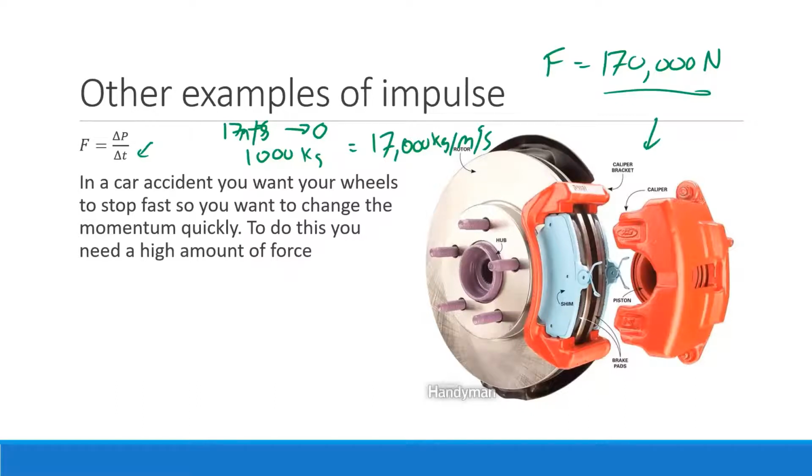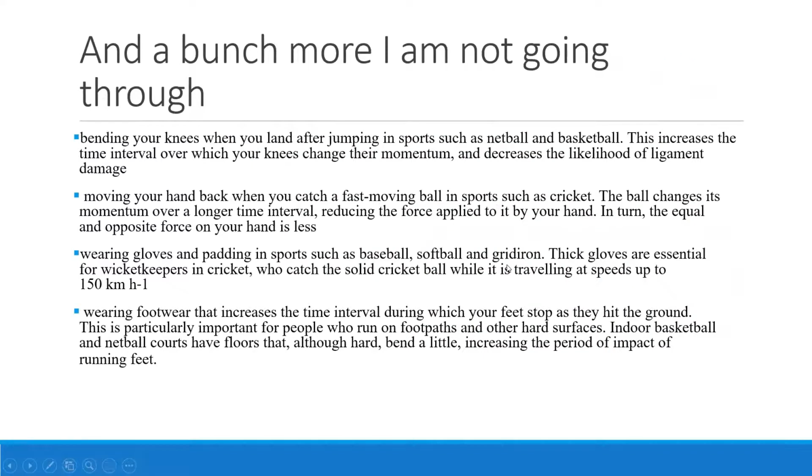I do want to point out, in your textbook, there are a bunch of other examples that I'm not going to go through. They talk about your legs bending as kind of like crumple zones for your body. If you bend your legs, then you're less likely to tear things. Another is moving your hand when you're trying to catch a fast moving ball. Trust me, I've tried to catch a cricket ball. It hurts like hell. So you have to move your hand back as you catch it to kind of slow it down, so you're not going to hurt your hands much.